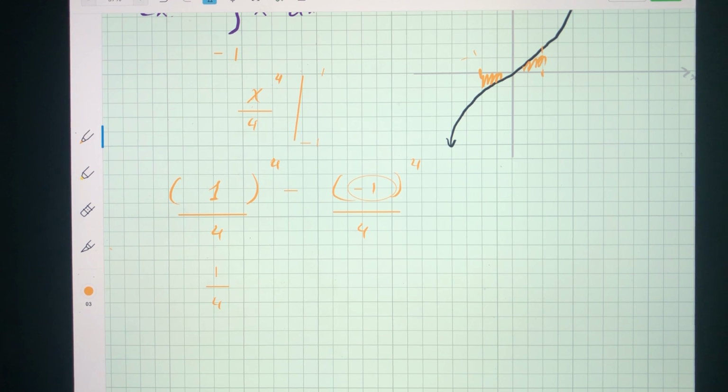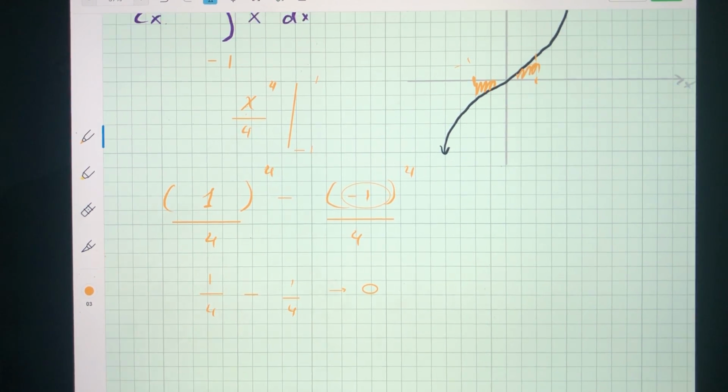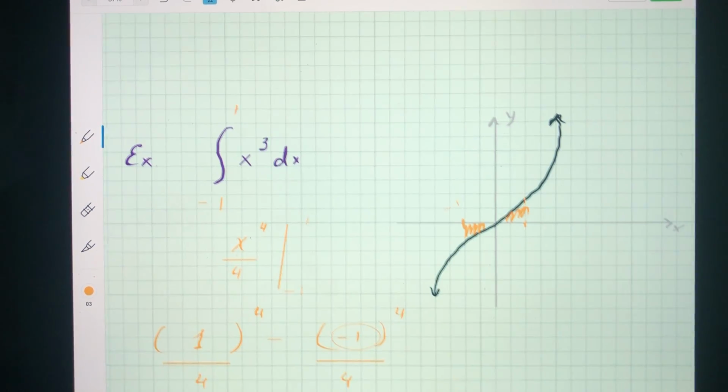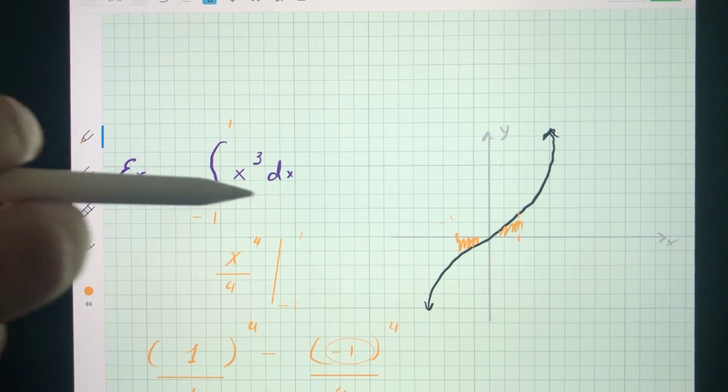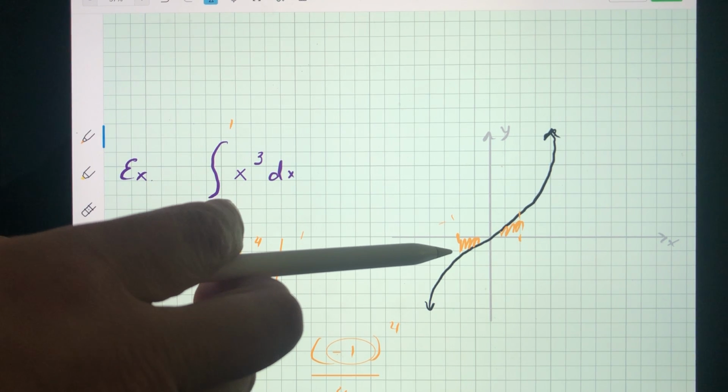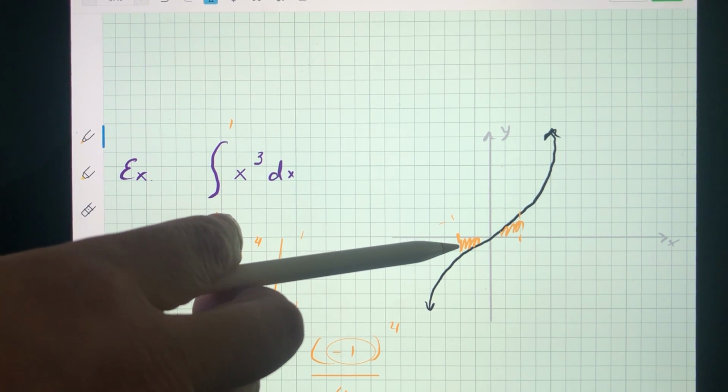Remember, we're following PEMDAS, the order of operations, and parentheses and exponents are before the subtraction. So first we're doing the exponents. -1 to the 4th is +1, and 1/4 minus itself is 0. So here is the final answer. The answer is 0.